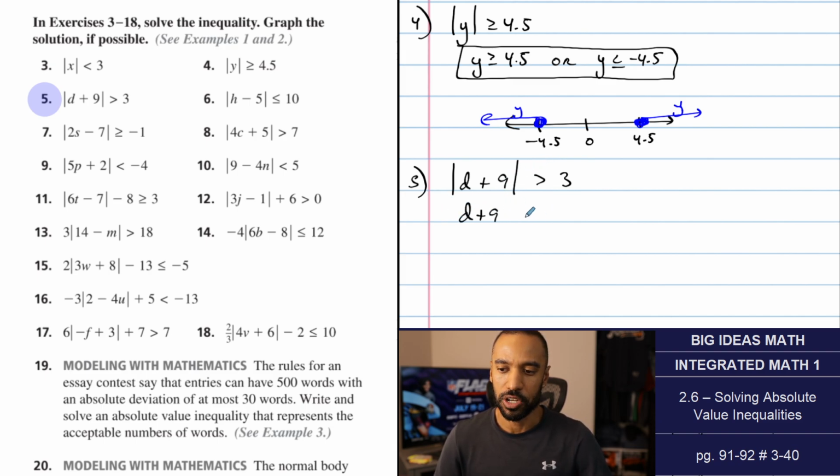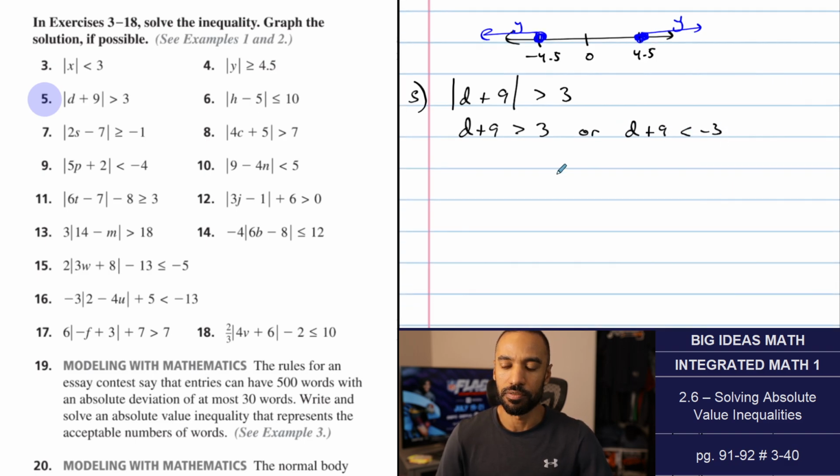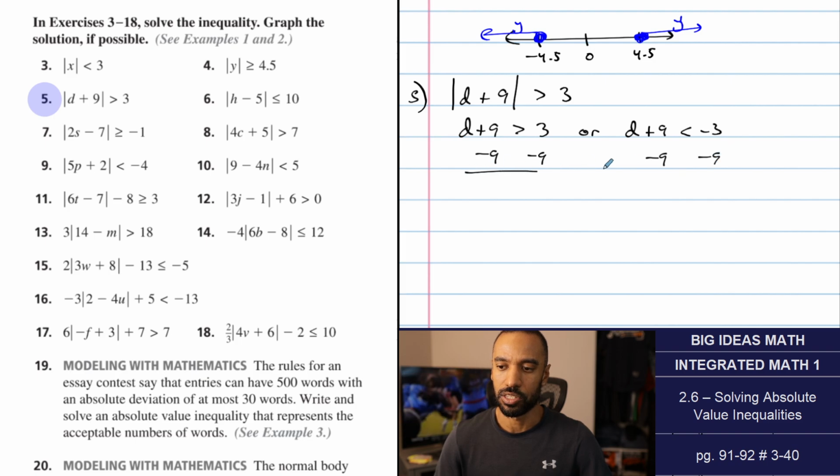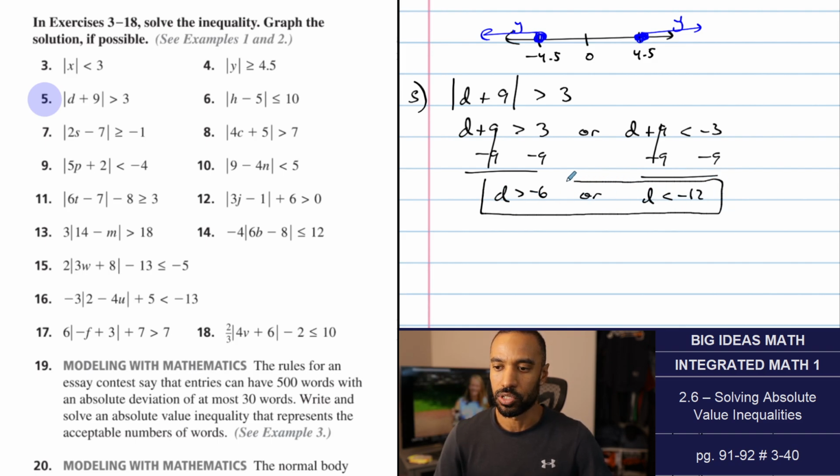All right, number 5, absolute value of d plus 9 is greater than 3. So either this expression d plus 9 is greater than 3 or it's less than negative 3. Again, outside of 3 units of 0 in either direction. Less than is farther away, bigger negatives. We're going to subtract 9 from both sides on both sets of these. This is the solving of compound inequalities, where we get d is greater than negative 6 or d is less than negative 12. Those are the values of d that'll satisfy this set.